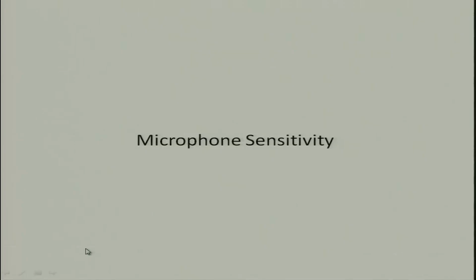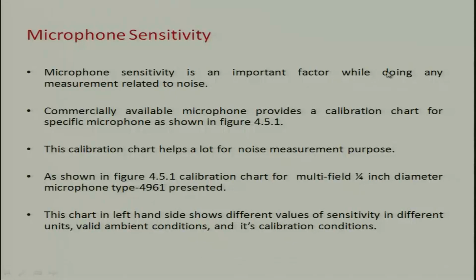So, these are a couple of slides on microphone sensitivity and how microphones are specified in technical literature. Sensitivity is an important factor while doing any measurement related to noise. Commercial microphones provide a calibration chart. We will see one of these charts and try to understand how it is represented. This chart helps a lot for noise measurement purposes, and whenever we are selecting a microphone we should look at this chart carefully and see whether it meets our needs.